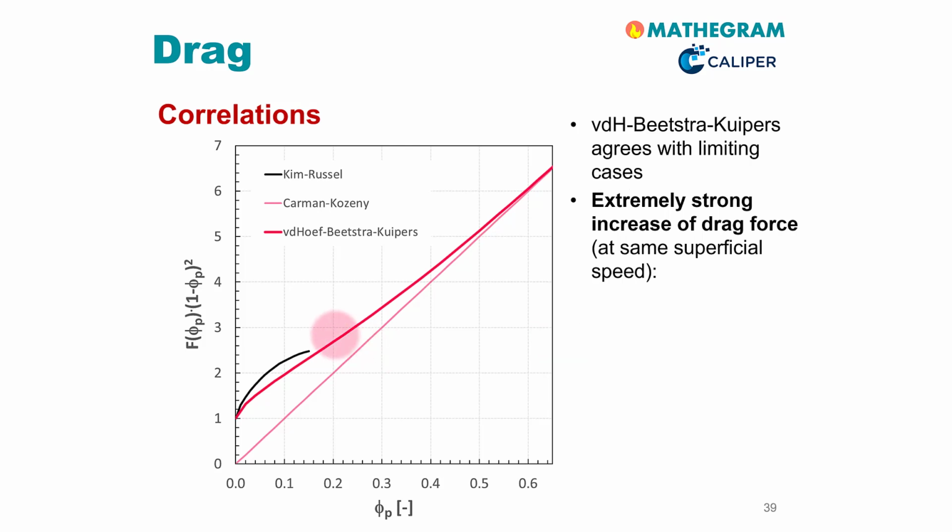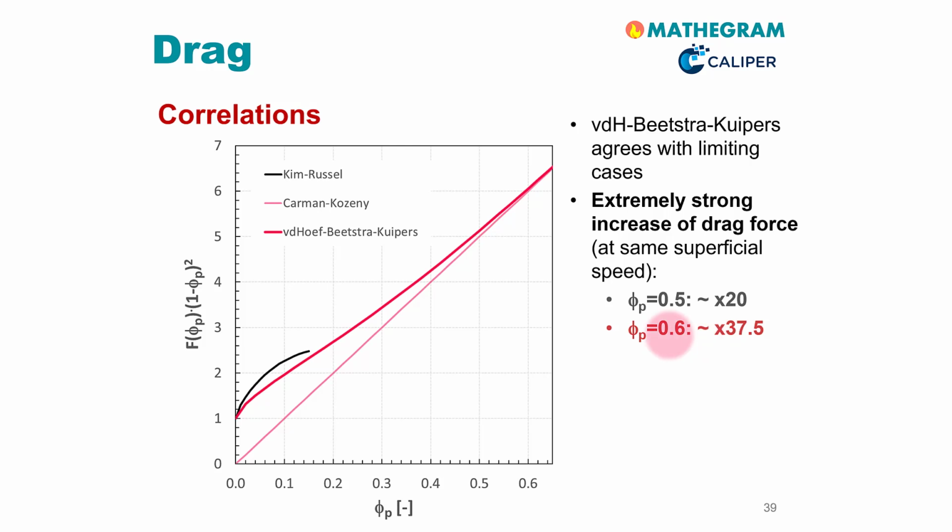What you also should note is that there's an extremely strong increase of the drag force at the same superficial speed, as we already announced. If we look, for example, here at the particle volume fraction of 0.5, we find that this f multiplied by (1 minus phi p) squared is in the order of 5. And if we now calculate this term here, you will see this is 0.5. And it sums up that this f function, so this correction function, has a value of 20.